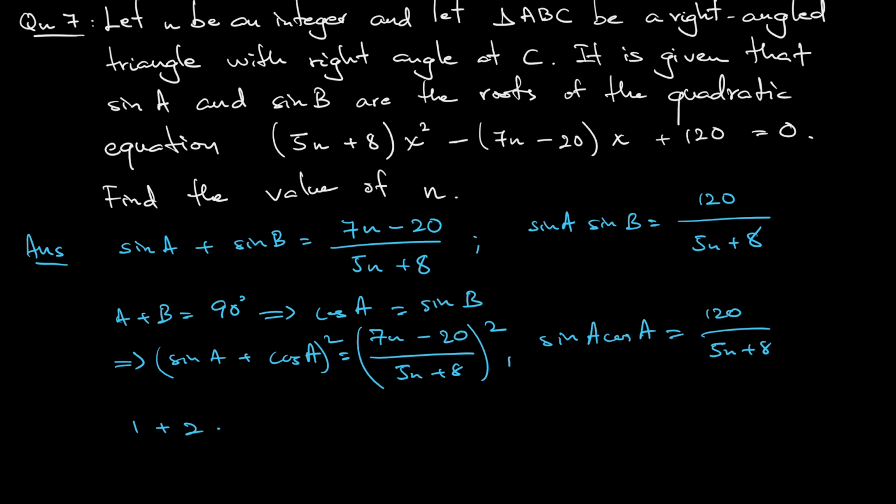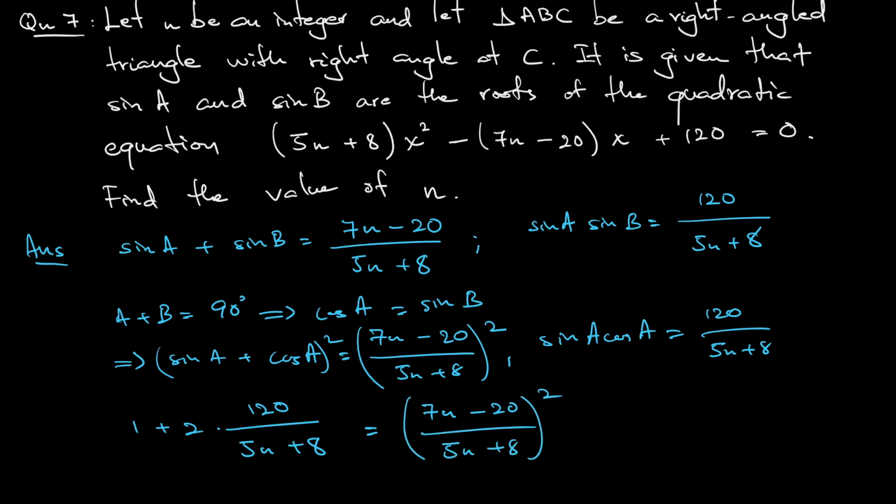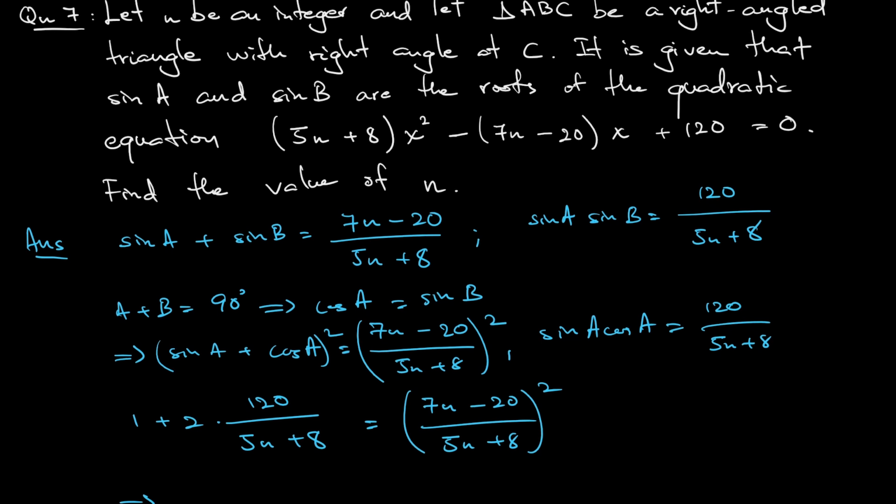So 2 times 120 over 5n plus 8 is equal to 7n minus 20 over 5n plus 8 squared. Notice that here, when you square on both numerator and denominator and then you cross multiply, at the end of the day, it will still be just a quadratic equation.